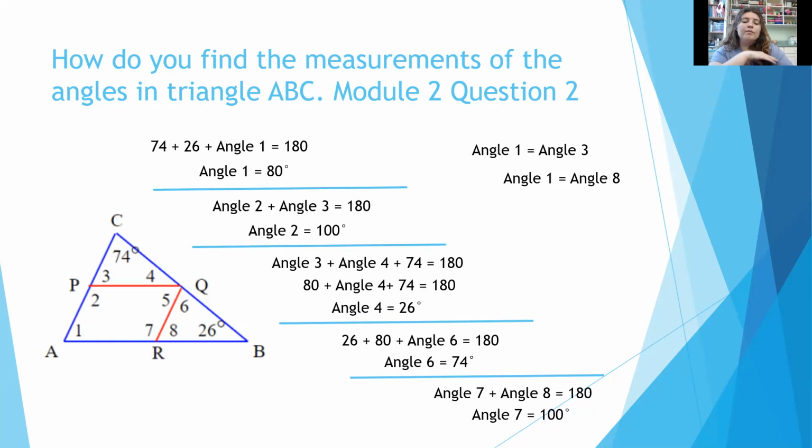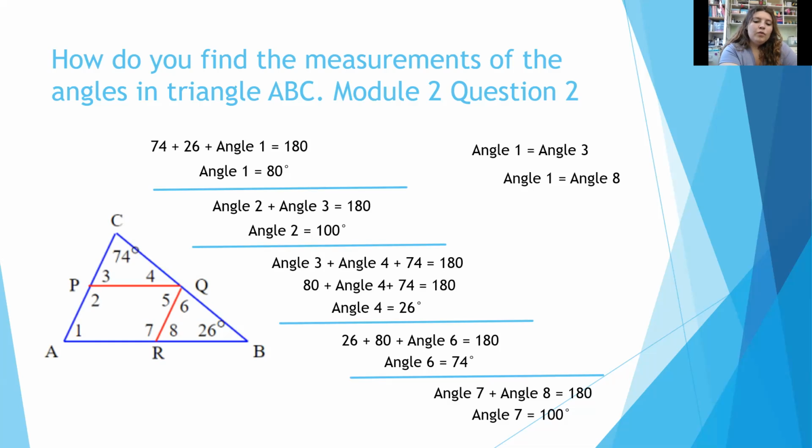So we can subtract 80, which we found, from 180, and you get that angle 7 is 100 degrees. Right? Yes. And so then we also now have 80 and we have 26 in this QRB triangle. And so we can subtract those and we get angle 6 is 74 degrees.